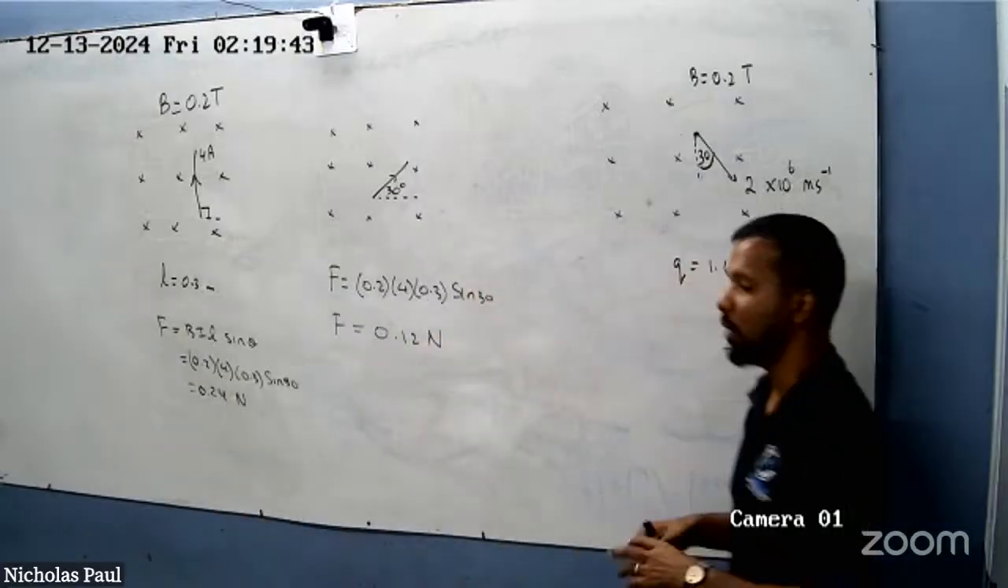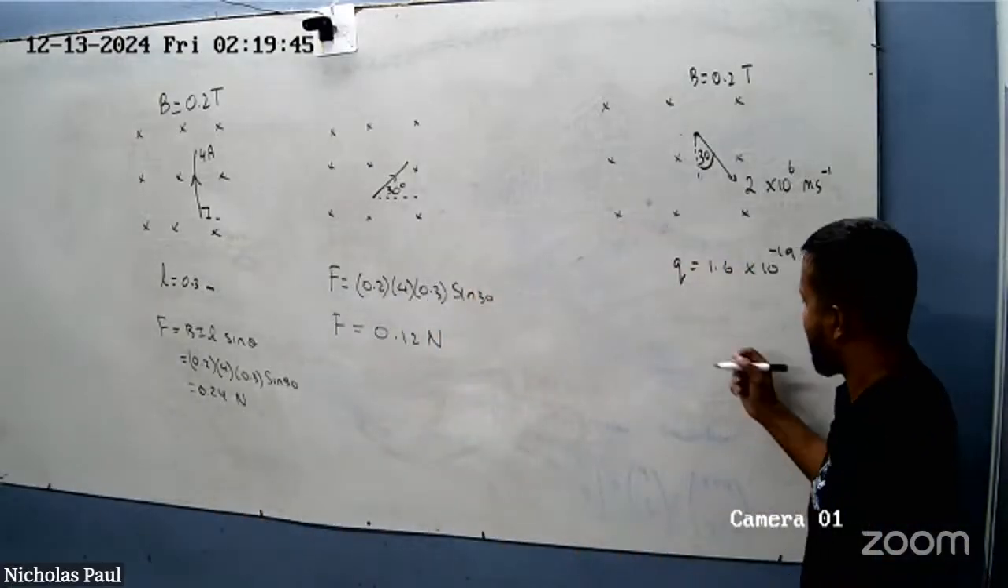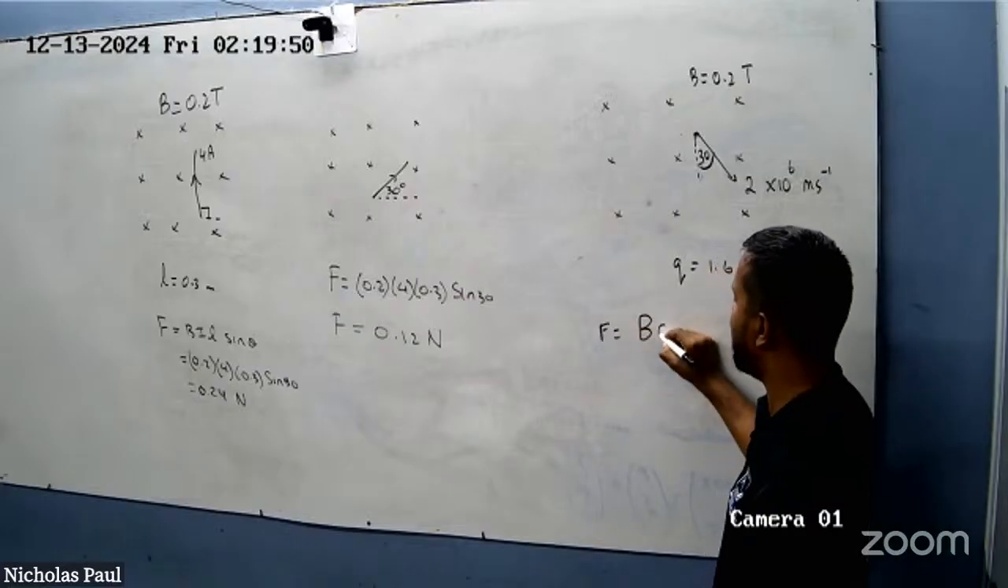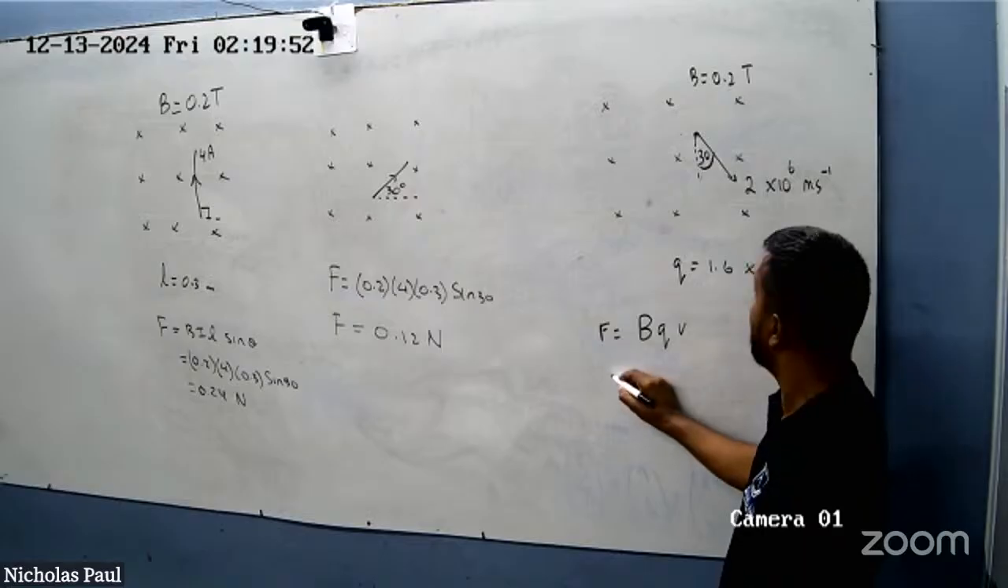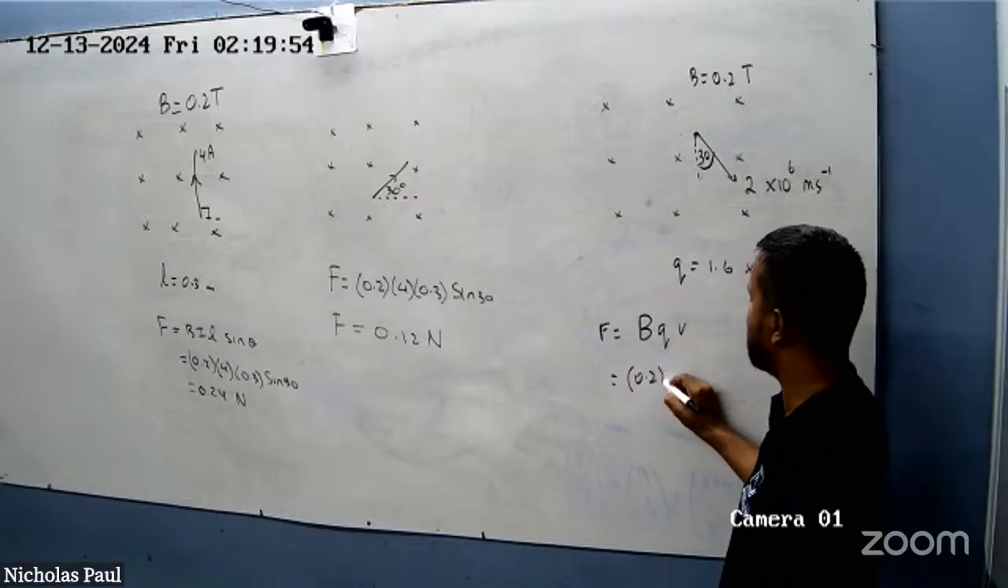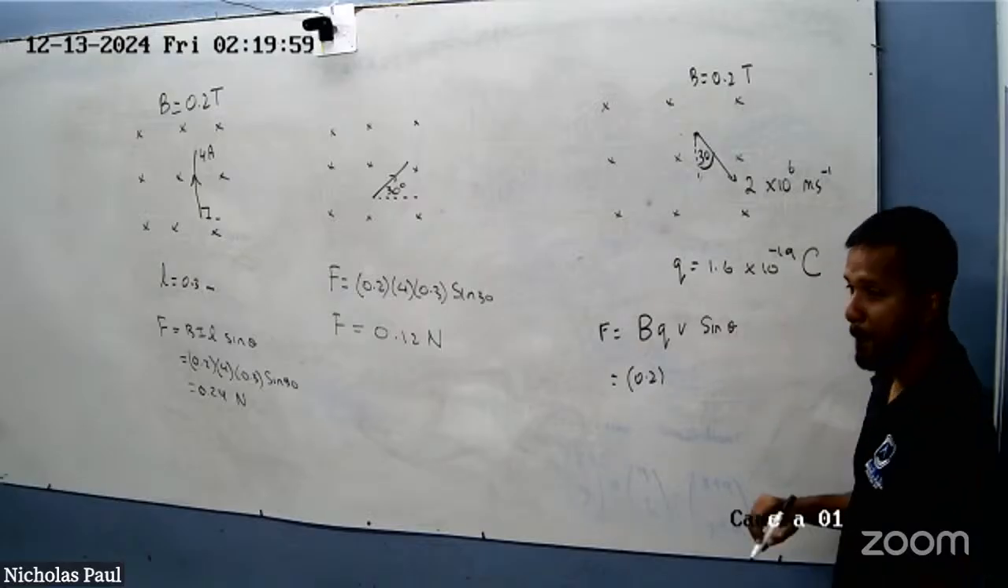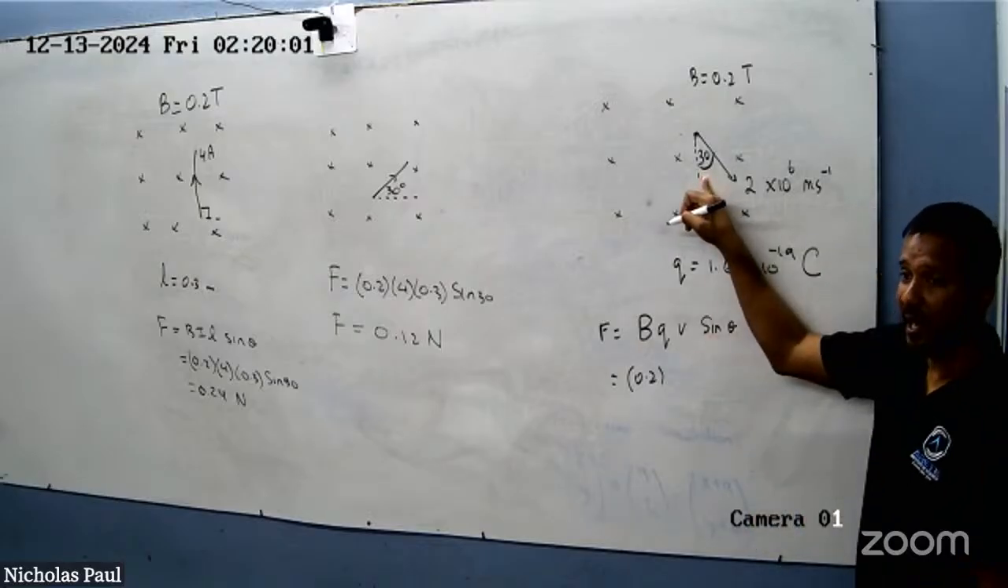Right, so what do we have here? F is equal to B Q V, right? And B is 0.2. Question: is it BQV or BQV sine theta? Sine theta, because of an angle, right?